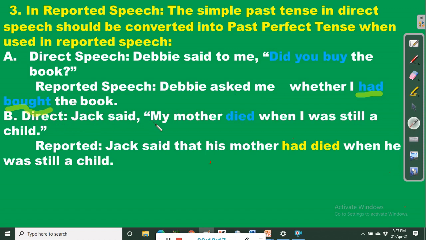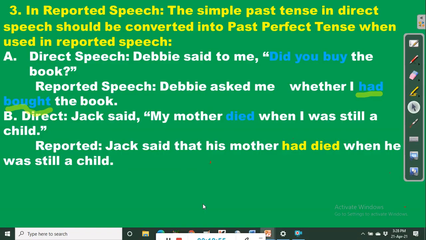Direct speech. Jack said, "My mother died when I was still a child." This was what Jack said directly. If we report this in our own words, what do we have? Jack said that his mother had died when he was still a child. That his mother had died. We change died to had died. So, and that is exactly how we use the past perfect tense in reported speech.